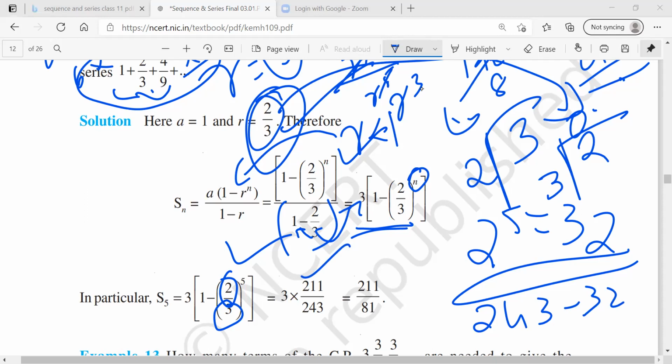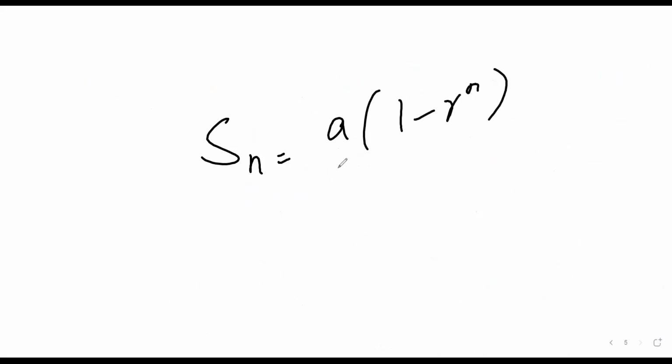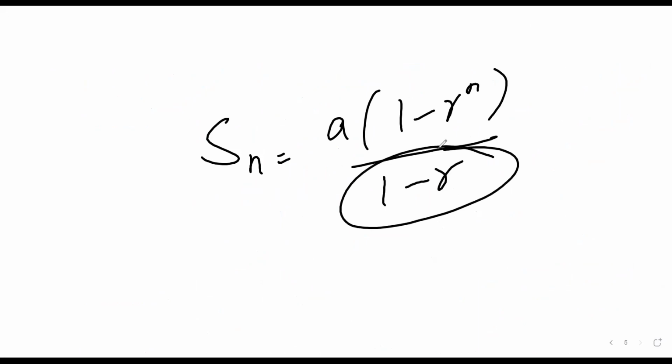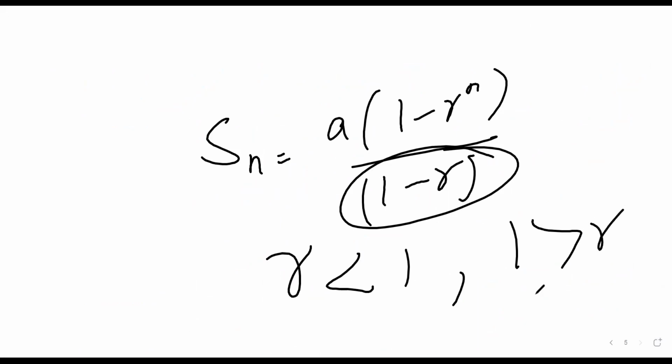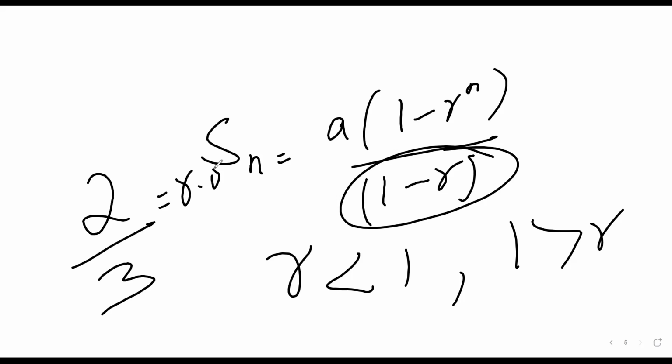One more time, let me explain the formula part. The formula part is very easy. The sum of n terms of a GP is a into 1 minus r power n by 1 minus r. My question is, when do we write 1 minus r? When the r value is less than 1, or 1 is greater than r. In the previous question, my ratio is 2 by 3, which is 0 point something. So 1 is greater than 2 by 3, and I will use this formula.